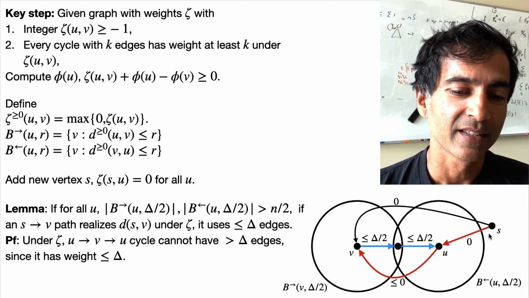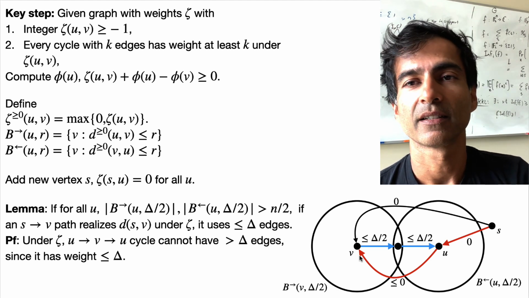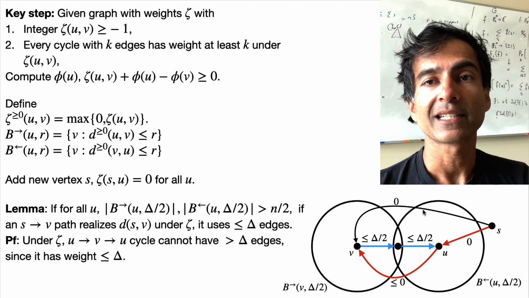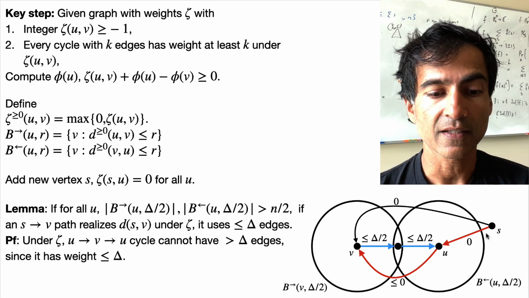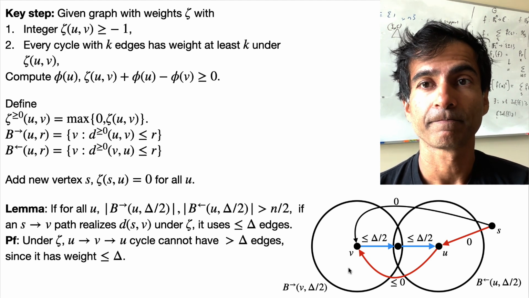Well, consider any shortest path from S to V. So let's say you have this red path, which is the shortest path. Now, there is an edge that goes from S to V directly with cost 0. So the length of this red path must be less than or equal to 0. Okay.